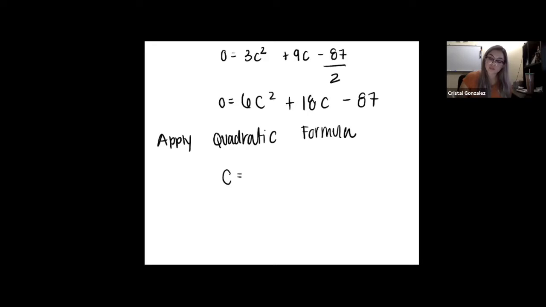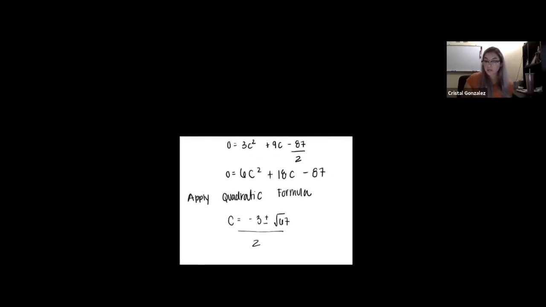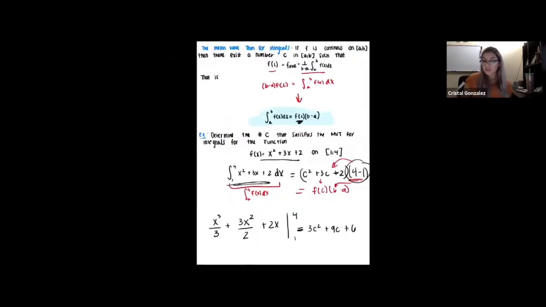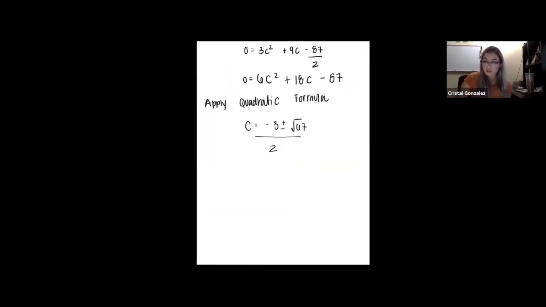c is equal to negative 3 plus or minus the square root of 67, all over 2. So this is as simple as it gets. Now, you could leave it like this, right? But we have to be quite careful with this, because what if one of the values is out of the bounds? So what you want to do here is recall that you were doing the mean value theorem from 1 to 4. So let's go back and write that our interval was 1 through 4 so that we keep that in mind.